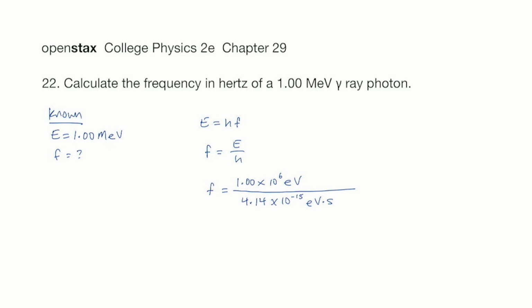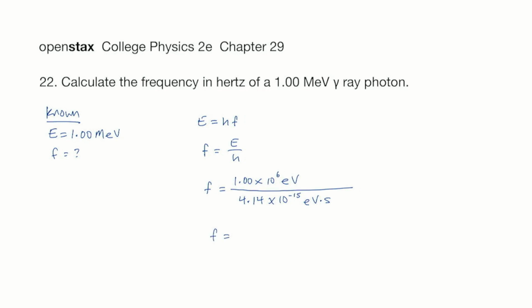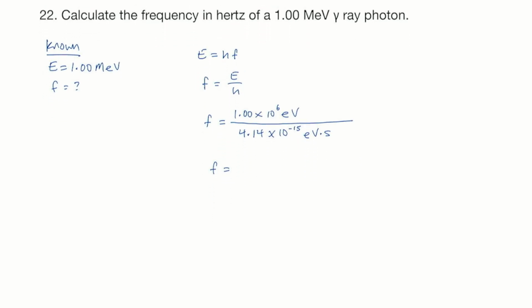Now the electron volts cancel. We're left with 1 over seconds, which is the hertz that we need. Did the calculation, and I got 2.42 times 10 to the 20 hertz.